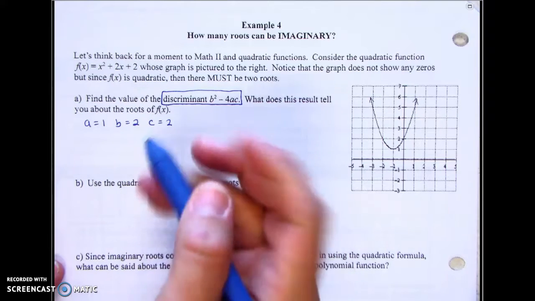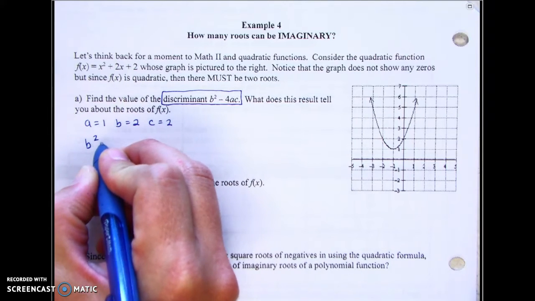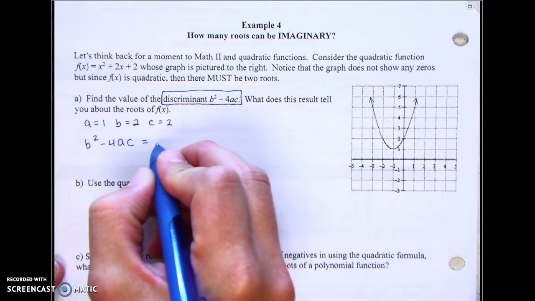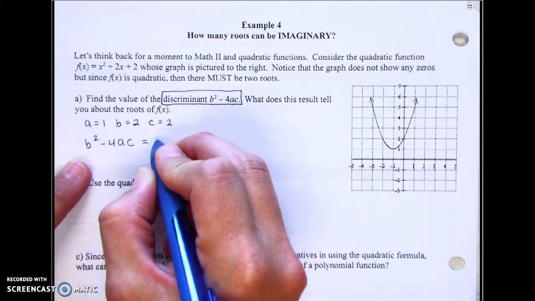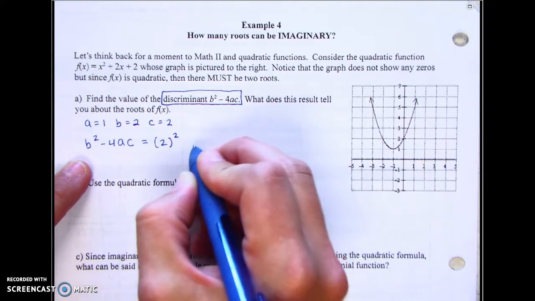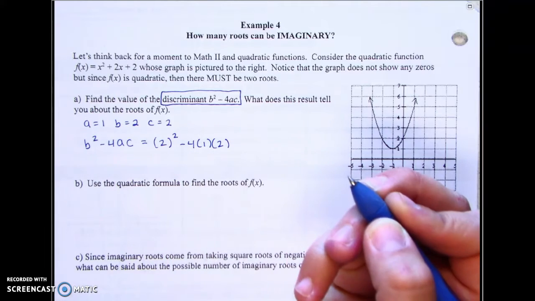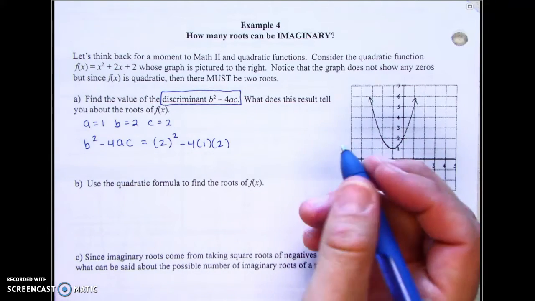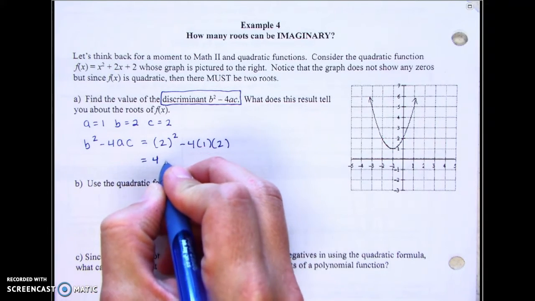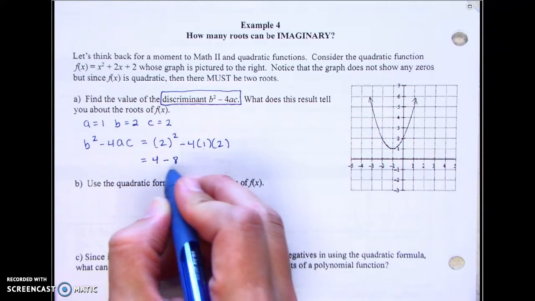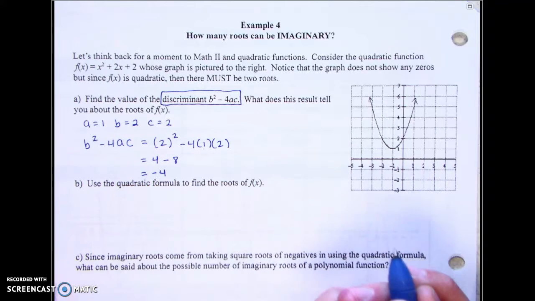So we're going to find the value of the discriminant, b squared minus 4 times a times c. Now b is equal to 2, so b squared, 2 squared is 4, minus 4 times a, which is 1, times c, which is 2. So 2 squared is 4, minus 4 times 1 times 2 is 8, and 4 minus 8 is negative 4. What does this result tell you about the roots of f of x?